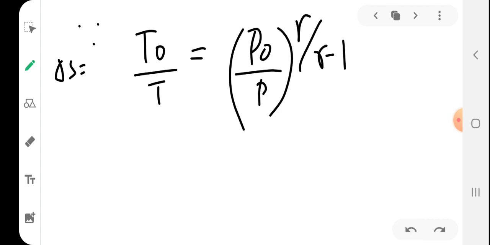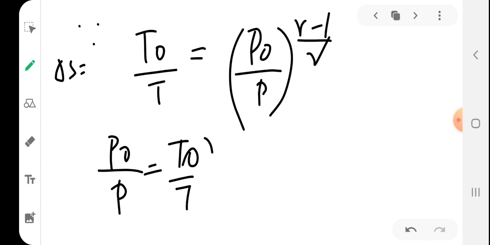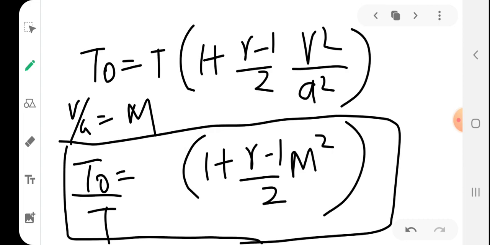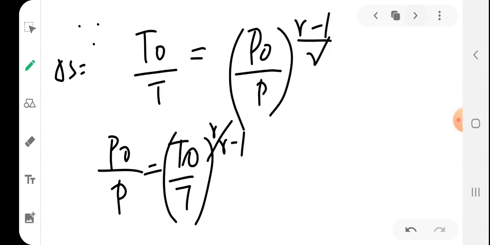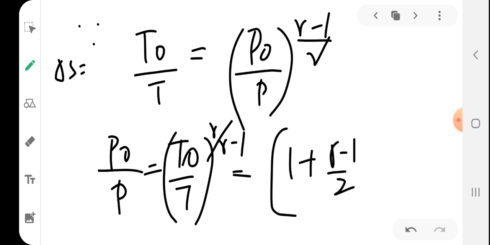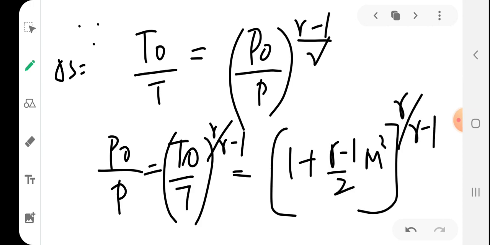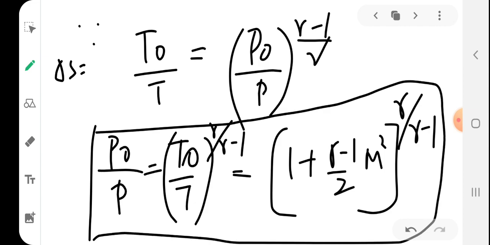Sorry, actually this should be written like gamma minus 1 by gamma. So P0 by P will be equal to T0 by T all raised to gamma by gamma minus 1. But already you know T0 by T is nothing but 1 plus gamma minus 1 by 2 into Mach square, right? So you can substitute it: P0 by P equals 1 plus gamma minus 1 by 2 Mach square, all raised to gamma by gamma minus 1. So this is the relationship between P0 and P, stagnation pressure and static pressure.